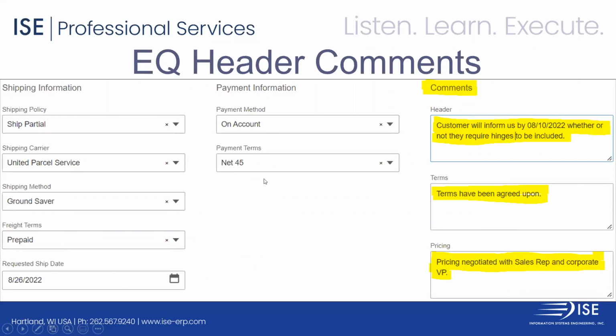Okay, talked about comments. You saw my attempt at humor with the hinge comment. So for your header comments, you have just a generic header comment, terms comments, and then pricing comments. And all those are there, and you can be as loquacious and verbose as you want. I don't know what the limit is. I've tried pushing the limit, and it just keeps accepting characters, so that's good. So you can put in as much detail as you need.